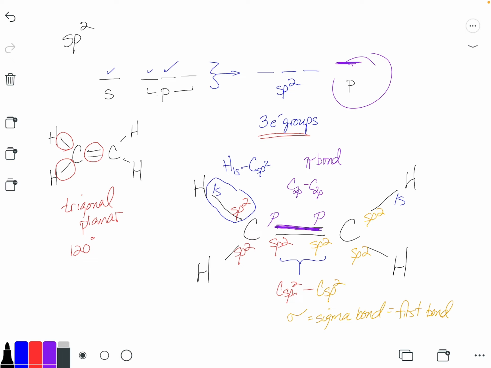Another classic example when we talk about sp2 hybridization would be a molecule like formaldehyde. Okay, formaldehyde looks like that. And so we could say, well, what is the hybridization? Again, let's look at it in terms of carbon, because remember, hydrogen only has 1s orbitals. That's it. So what about carbon?